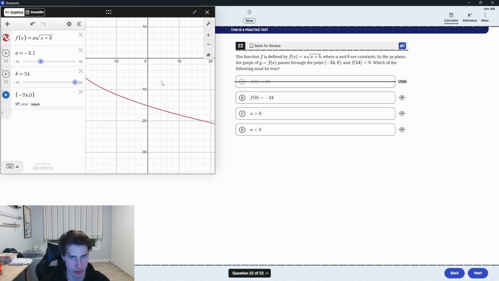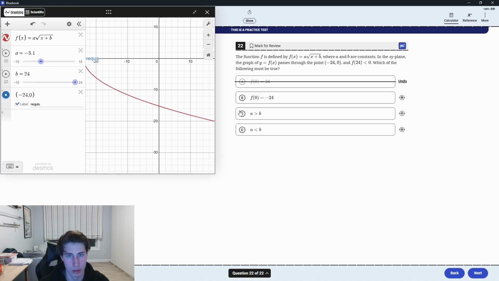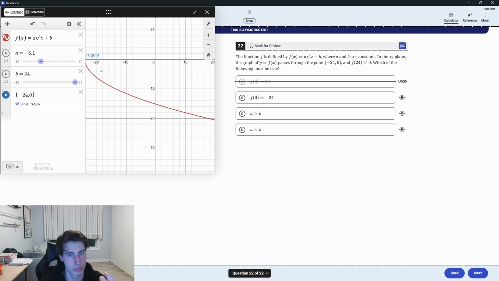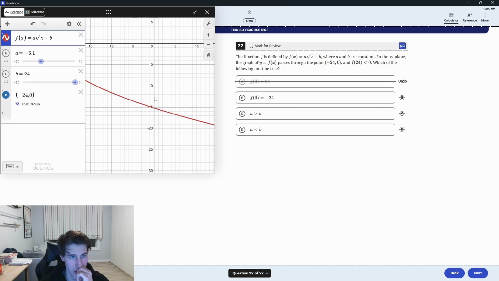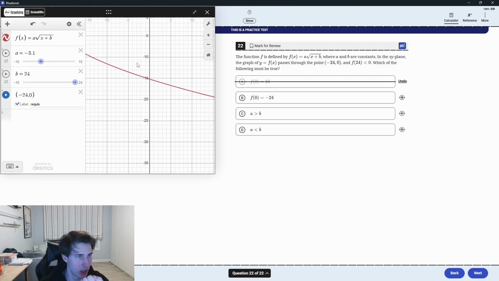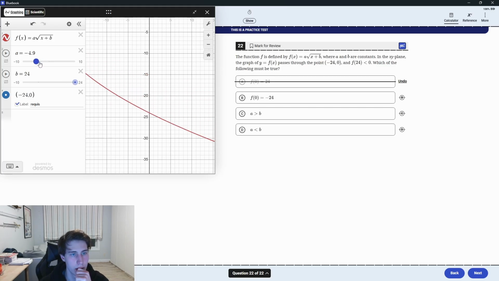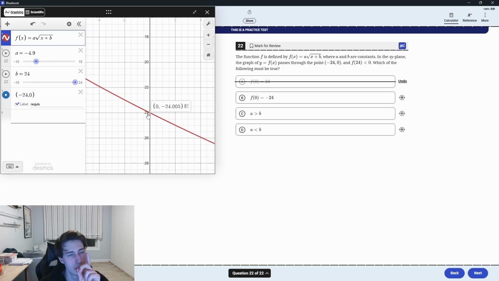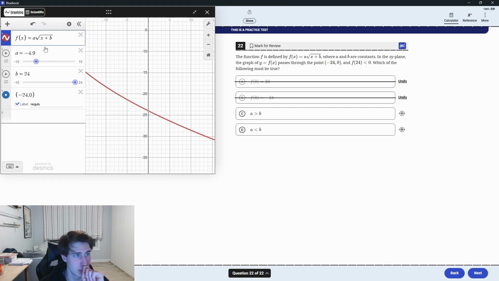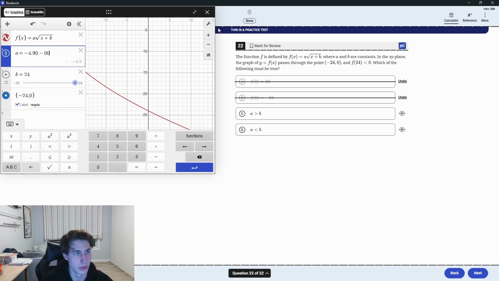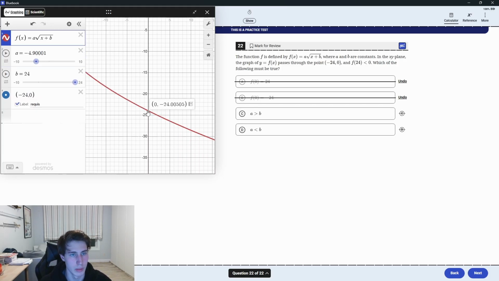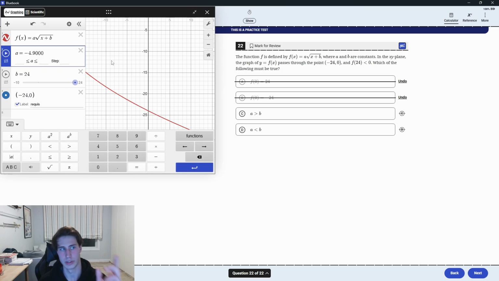So now let's check our answer choices, which is possible. f(0), so when x is equal to 0, y is negative 24. So when x is 0 and y is negative 24, let's see if we can get there. We can get pretty close. Look, that looks correct, right? But it's not quite right, because when x is 0, y is negative 24.005. So that's not exactly correct. Although it might be true if you change this to like 0.0001 or something, and maybe that gets you closer. But that's not what it's asking for.